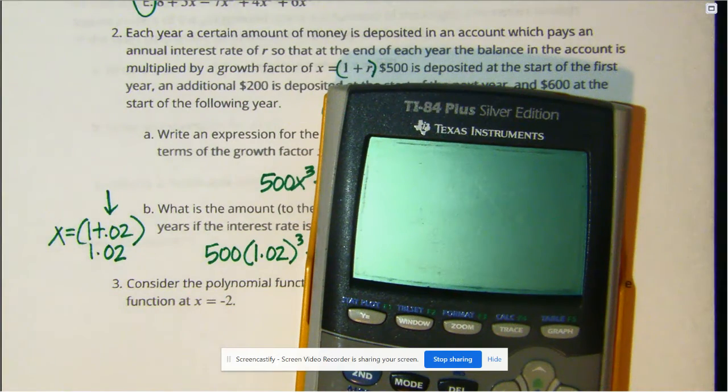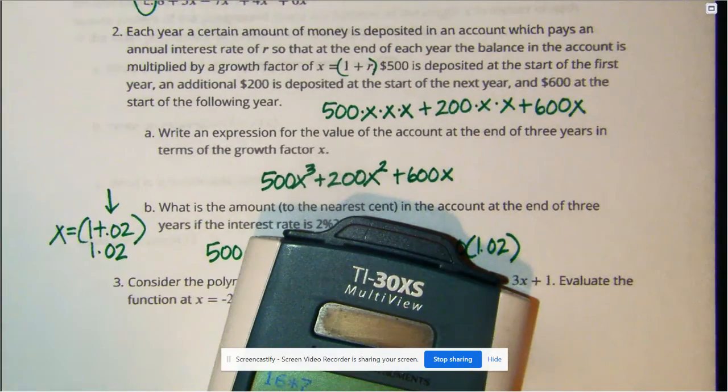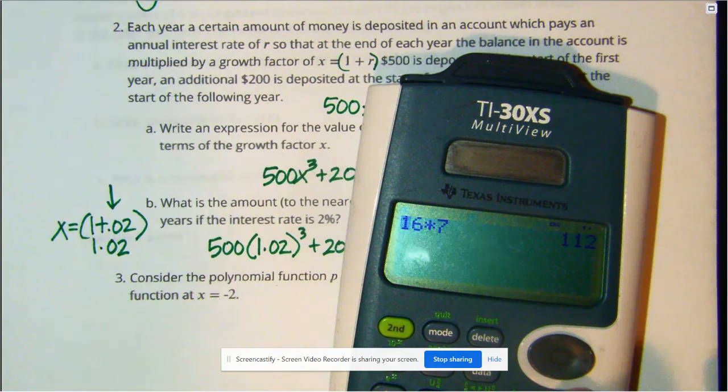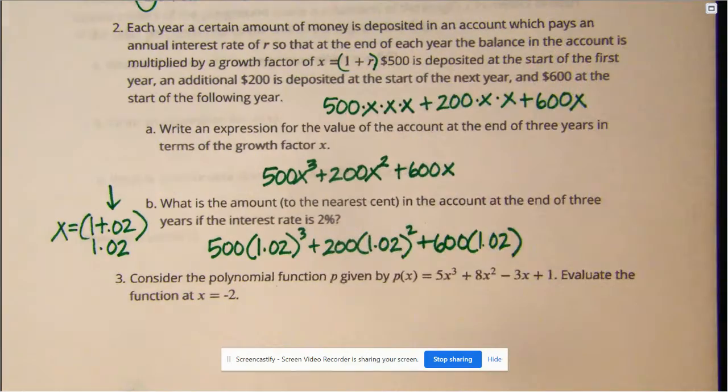Calculator out. Uh-oh, did it officially die? I gotta back up. Here we go. 500 times 1.02 to the third, plus 200 times 1.02 to the second, plus 600 times 1.02, just 1. I mean, you could put to the first power. So this is money, $1,350.68.